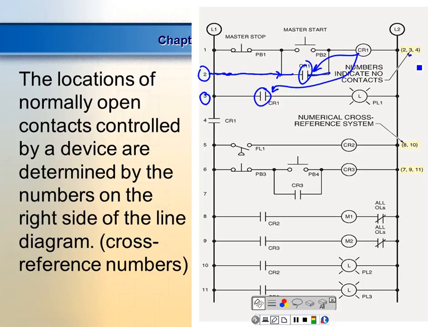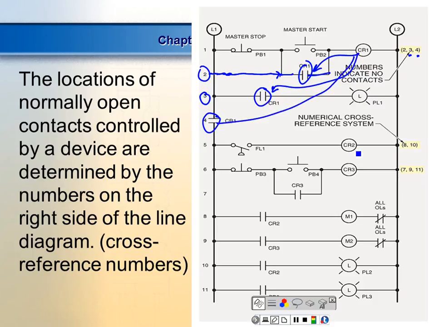Then I know there's another contact in line 4. Now this is kind of strange. I hadn't seen this before until I taught this class. Anytime we put a contact inside line 1, it gets a number 2. So it says I have a contact in 4. I come down here, find line number 4, and there it is right there. So all 3 of those contacts are broken.